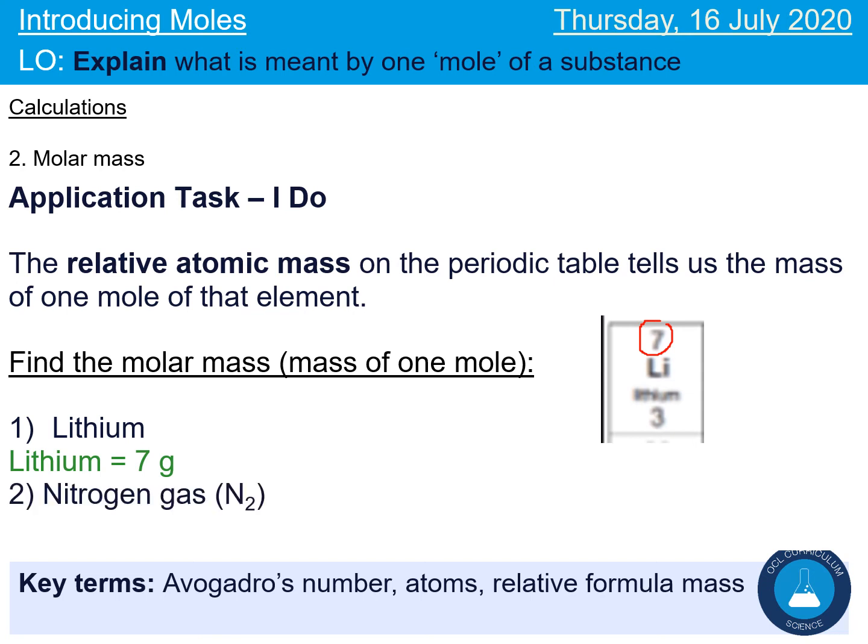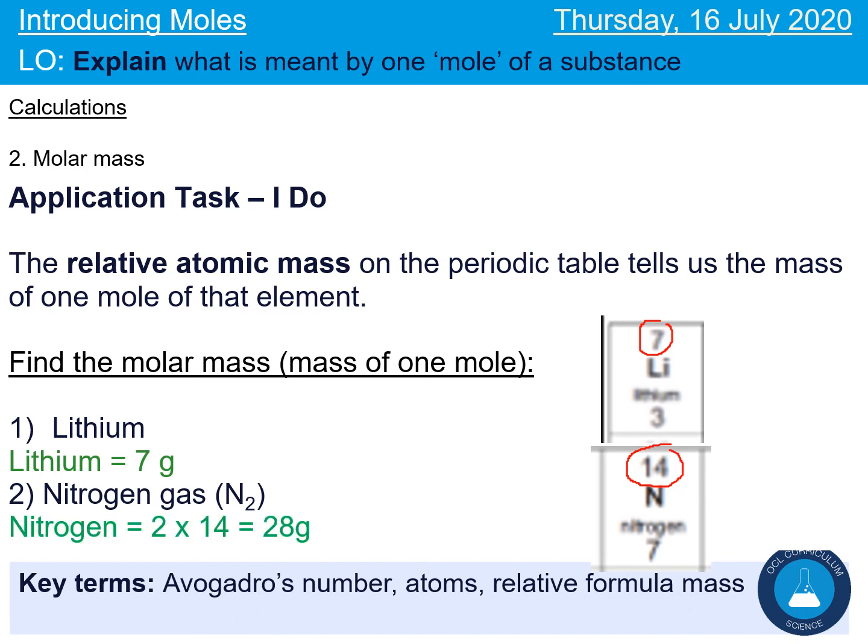Now let's take nitrogen gas, which exists as a diatomic molecule, N2. We look at nitrogen as a singular element in the periodic table. We see that the atomic mass of nitrogen is 14. As there are 2 nitrogen atoms in nitrogen gas, we need to times the atomic mass number by 2. This means the molar mass of 1 mole of nitrogen gas is actually 28 grams.